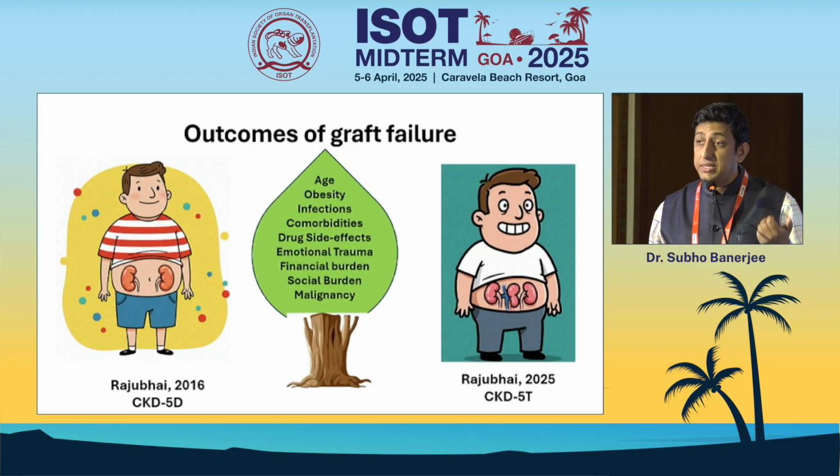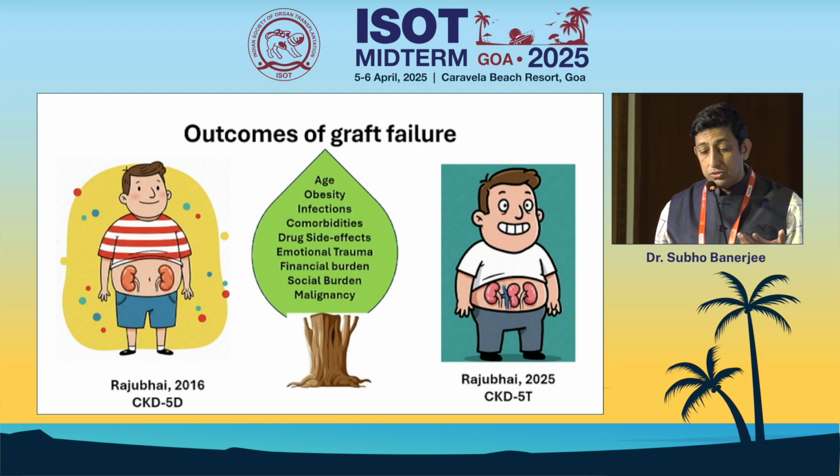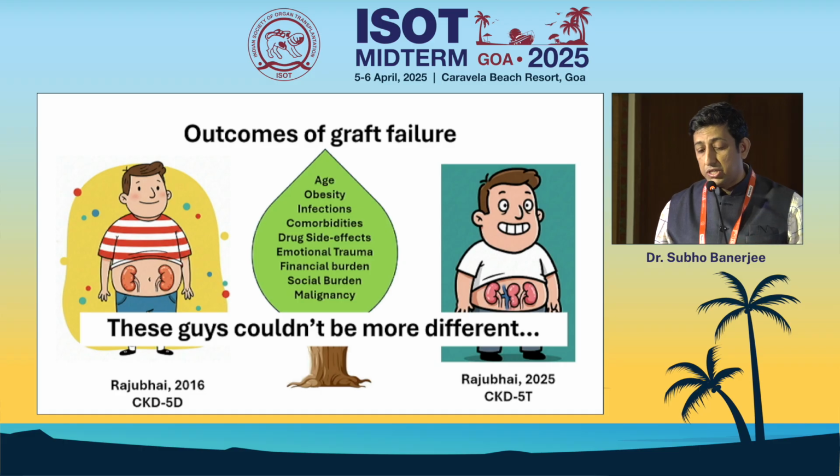Age has increased. Obesity has increased. He has had so many infections in the past. Comorbidities have increased. Drug-related side effects are there. And this graft failure comes with emotional trauma, a financial burden, social burden. Now he's married with 2 children. There is a risk of malignancy. So all of that has changed. So by no stretch of imagination could these guys be more different.